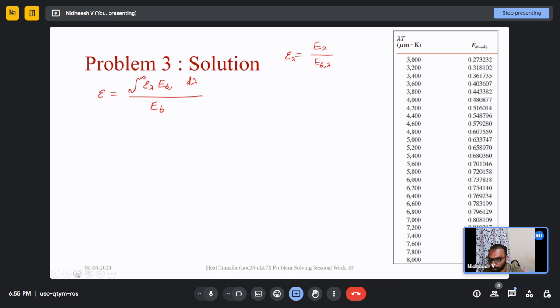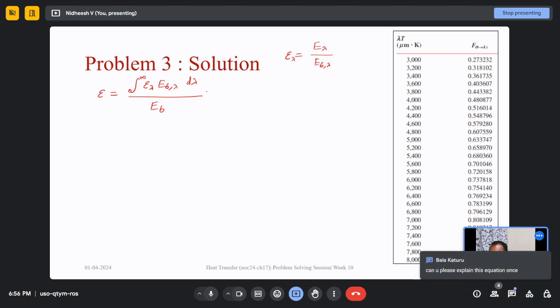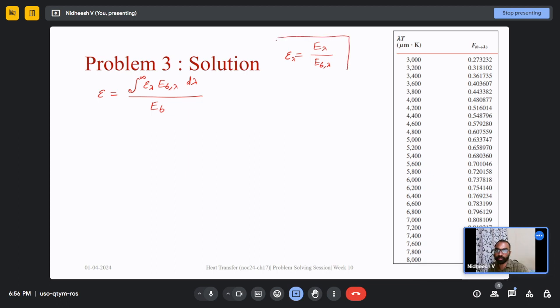Let me know if that is clear, because we will now proceed to expand it for our given problem. Okay, now we can expand it. Can you please explain this equation once? Is this one clear, right?